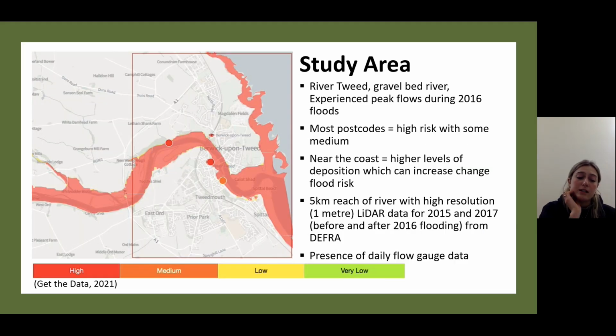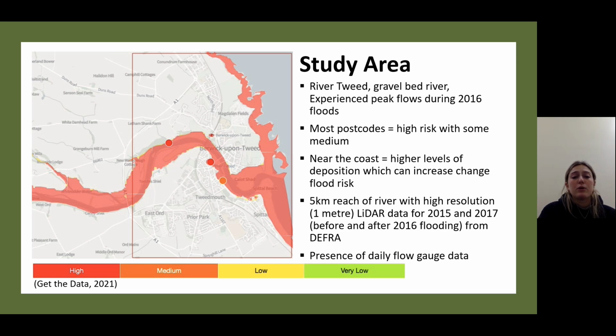So this hydro-hazard hotspot of Berwick-upon-Tweed was selected as the study area for several reasons. Firstly, the River Tweed, which is a gravel bed river, experienced peak flows during the 2016 floods, and most of the postcodes in the region are at high risk, with some considered medium risk. Also, as the river nears the coast, there are high levels of deposition, which could be linked to changes in conveyance capacity and therefore flood risk.